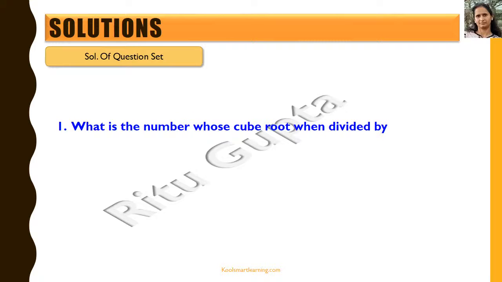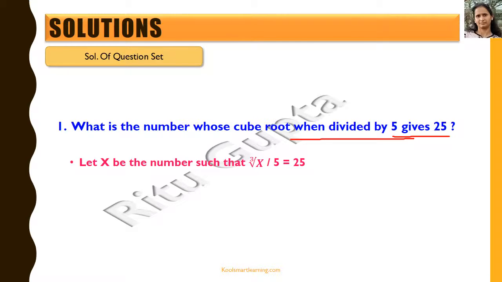So the first question says, what is the number whose cube root when divided by 5 gives 25? So now let's take x to be that number. The statement says that the cube root of x when divided by 5 gives us 25. So now we say cube root of x is equal to 5 multiplied by 25. So that becomes cube root of x is equal to 125, and the number x is 125 cube.